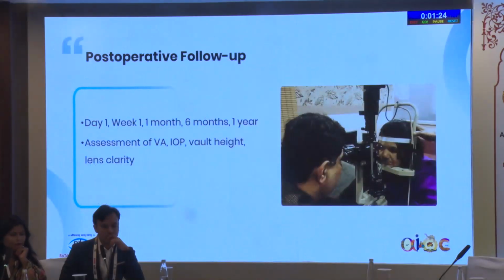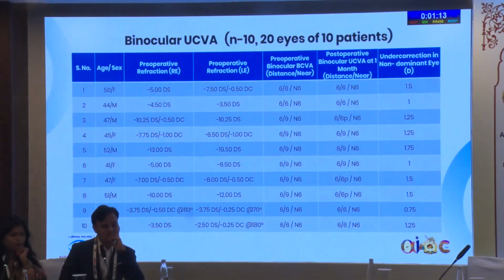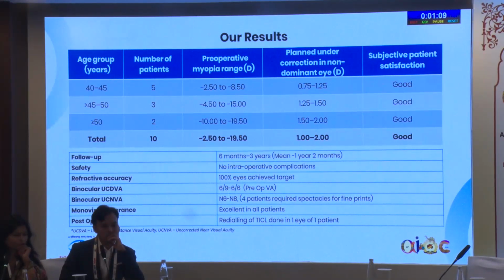at the end. Patients were followed at day 1, week 1, 1 month, 6 months, and 1 year, and we assessed vision, IOP, vault height, and lens clarity at all visits. This is the list of 20 eyes of 10 patients. We divided them into 3 groups: 40 to 45, 45 to 50, and more than 50. The myopia ranged from -2.5 diopters to -19.5 diopters. 1 to 2 diopter undercorrection was planned. Mean follow-up was 1 year, 2 months.